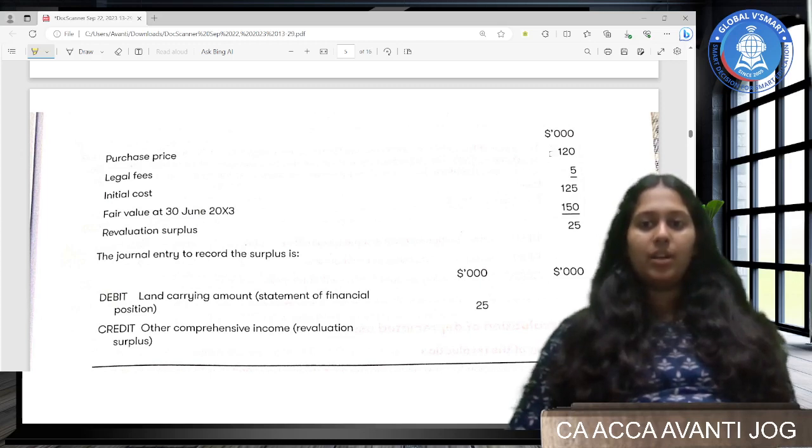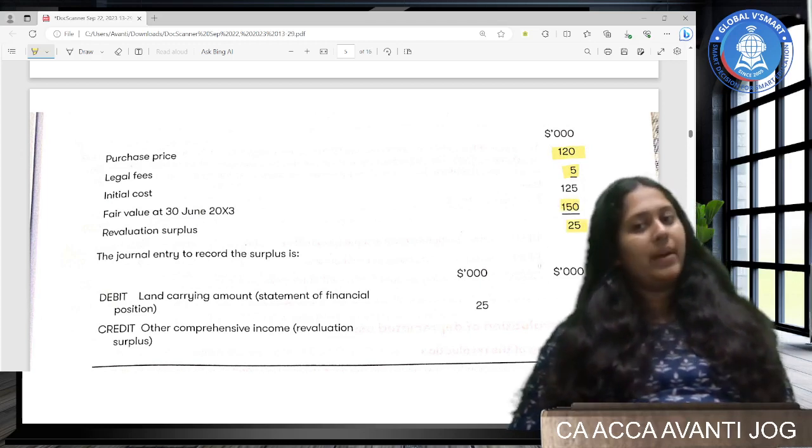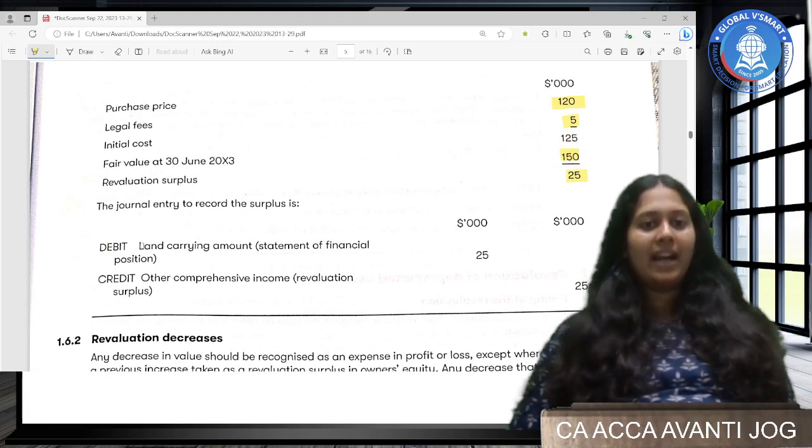Now, as you can see, the original price we have to give as 125. After 1 year, it became 150. So, how much is the revaluation surplus? 25. I pass an entry, land account debit to OCI, which goes to revaluation surplus. How much?